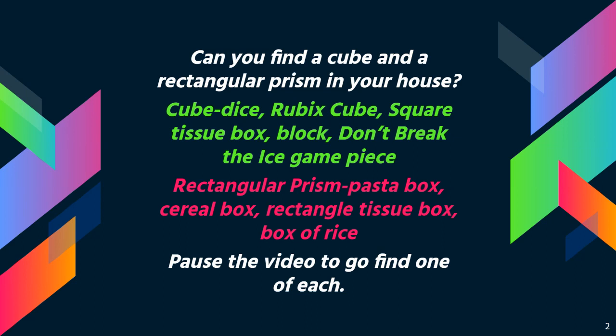The Don't Break the Ice cubes are cubes. You can find one of those. For a rectangular prism, some ideas are a pasta box or a cereal box, or a rectangular tissue box, or a box of rice, or something else in your pantry. I bet when you open up your pantry, you will find a bunch of rectangular prisms.